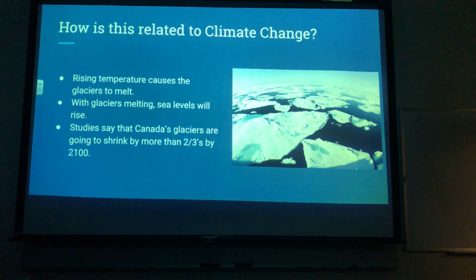How is this related to climate change? Rising temperature causes the glaciers not only in Canada to melt, but around the world. With glaciers melting, sea levels will rise. Studies say that Canada's glaciers are going to shrink by more than 2/3 by 2100. This would result in communities near the coast to evacuate. It would act as a domino effect.